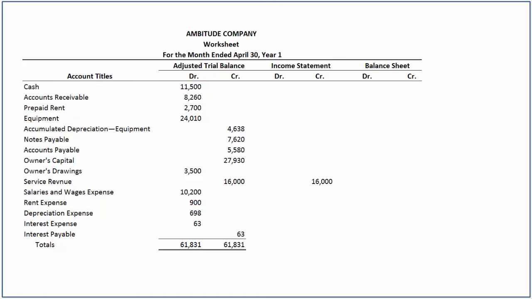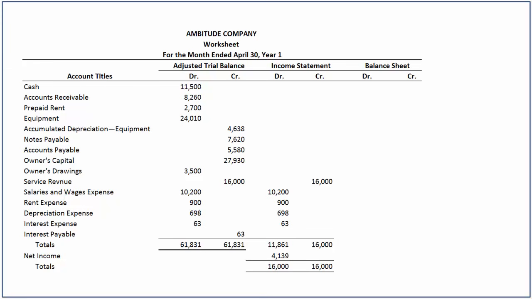Expenses of Amplitude include salaries and wages expense of $10,200, rent expense of $900, depreciation expense of $698, and interest expense of $63. Total expenses and total revenues incurred during the period are $11,861 and $16,000 respectively. Thus, the net income of $4,139 is the excess of revenue over expenses. Thus, total debit equals total credits.